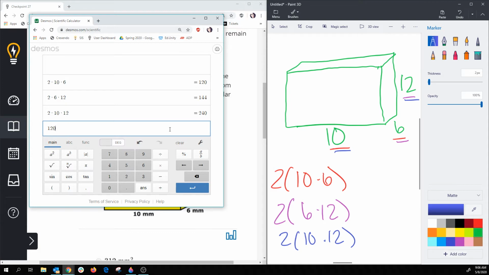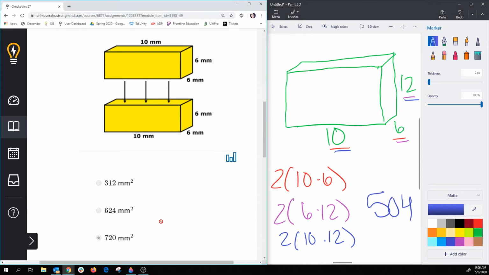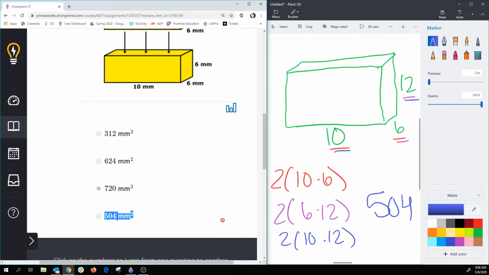So I have 120 plus 144 plus 240, which gives me 504. So if I look, 504 millimeters squared would be the surface area.